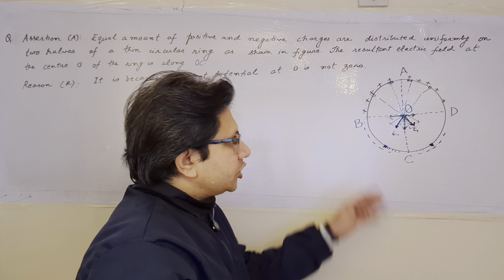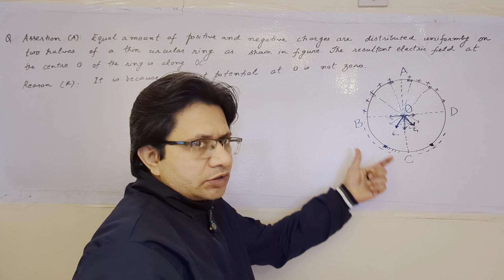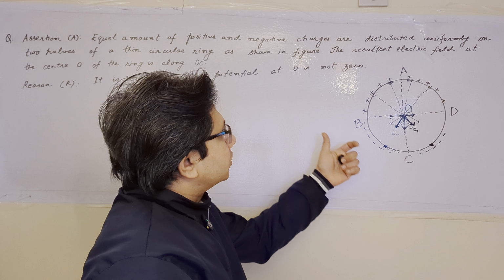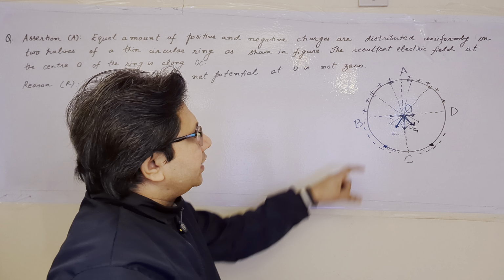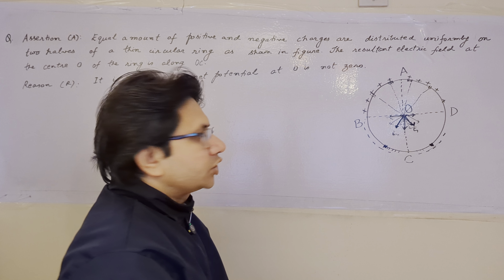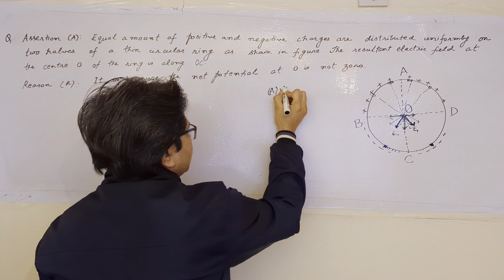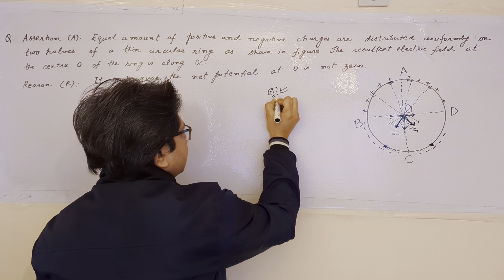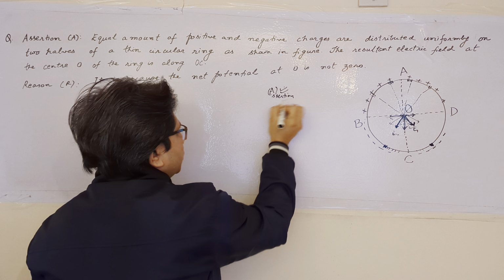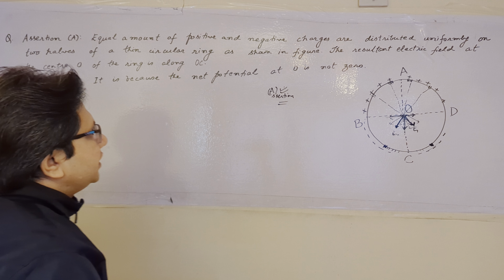So this is the explanation or the reasoning: by the symmetry of this particular problem, we can state that the net field is along OC. So the assertion is true. Now let us see the reason here.